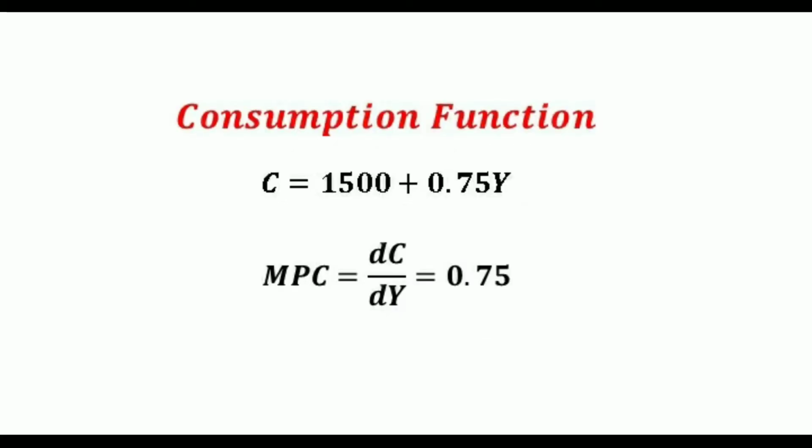Similarly, we have another function which is known as the consumption function, where consumption is a function of income. The consumption function is given as C is equal to 1500 plus 0.75Y. If you want to find the marginal propensity to consume, which is MPC, take the first derivative of the consumption function with respect to Y, then it will become 0.75. Thus, for finding the marginal propensity to consume, MPC, you have to take the first derivative of the consumption function with respect to Y.